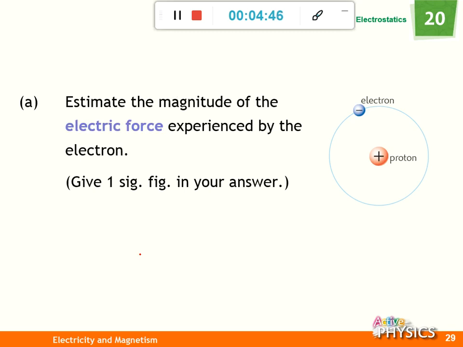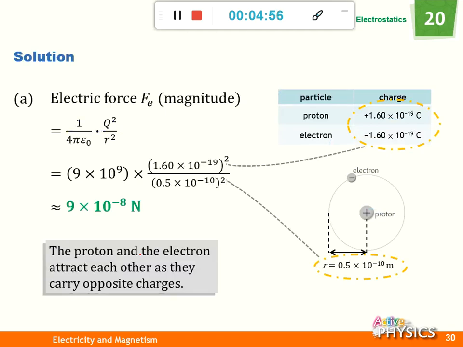Estimate the magnitude of the electric force experienced by the electron. One more item is the electron. What is the value of it? The charge in it will be 1.6 times 10 to the power negative 19. And also the proton will have the same amount of charge but opposite sign. This one will be the radius square. This one will be the bracket. This one finally will be this value, very small.